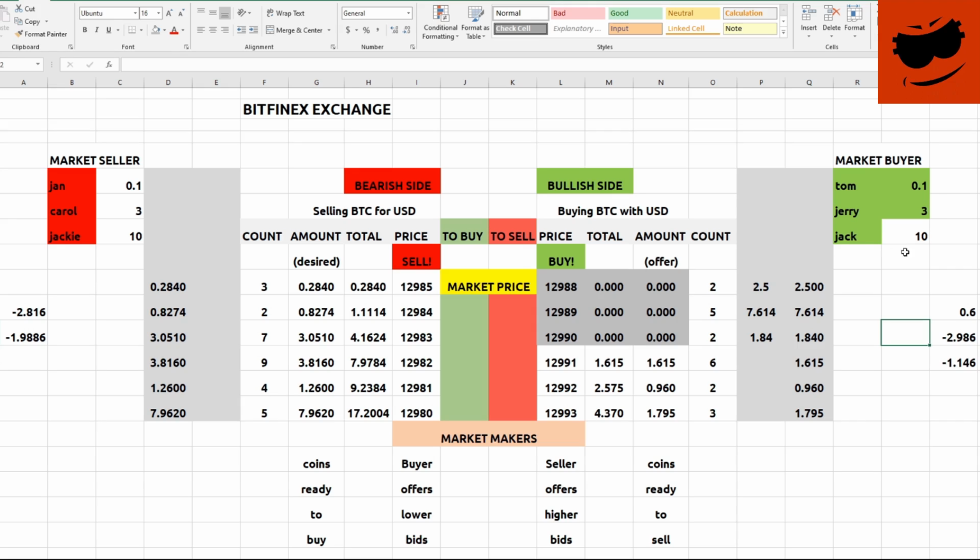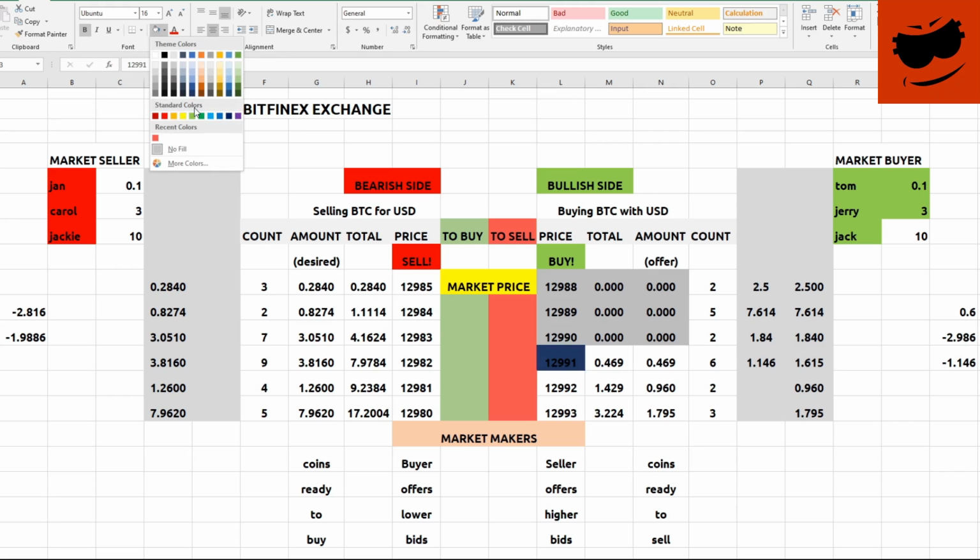And for Jack to be able to complete his 10 Bitcoin purchase, he will be purchasing 1.146 at this price. And this is now the new market price after these three participants have made their orders. So Tom is happy, Jerry is happy, Jack is happy, and the mark has been pushed from 12,988 up to 12,991. I'll start the sell one now.